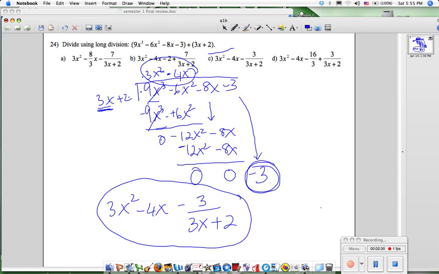So then, do we have any answer up on top that matches this answer? Would that be C? I think it's C. It is C. Yeah, bingo. Good job, everybody.